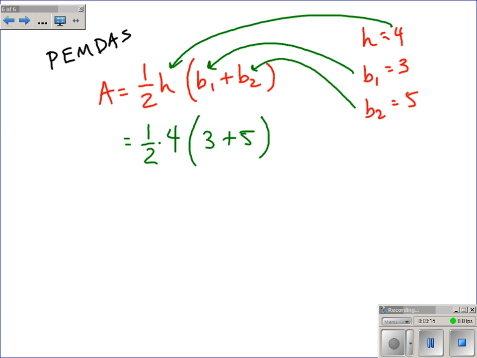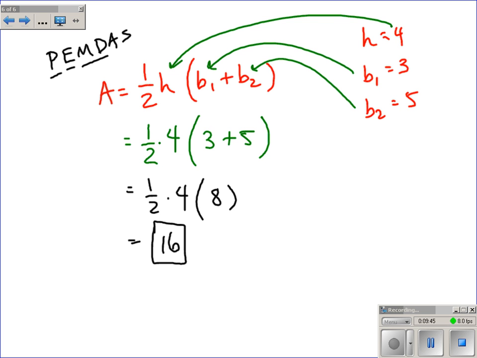There are parentheses, and that means do what's inside the parentheses first. So I will add 3 and 5 together first. 3 plus 5 is 8. And then, let's see here. There are no exponents. Multiply and divide. Everything here is multiplication, so I will multiply left to right. 1/2 times 4 is 2, and 2 times 8 is 16. And so the answer to this would be 16.